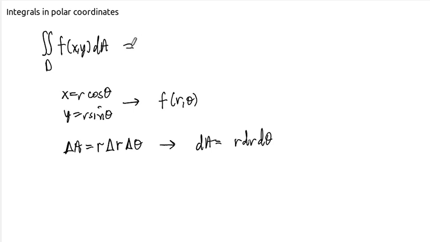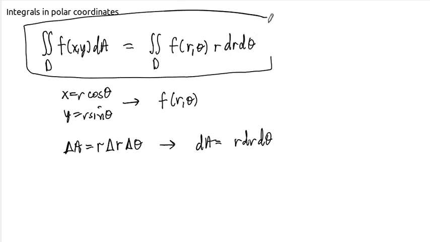Back up here we can write down our integral. Polar coordinates don't change the shape of the domain, so the domain is still just D. That part hasn't changed, but our function is now a function of r and theta, and our area element becomes r dr d theta. So if we want to integrate in polar coordinates, the key thing to take away from this is don't forget this extra r right here.